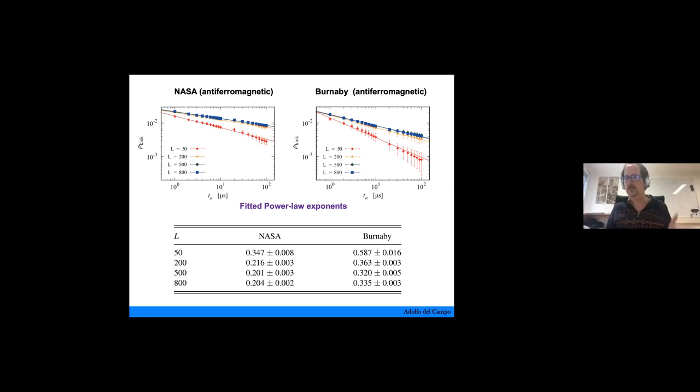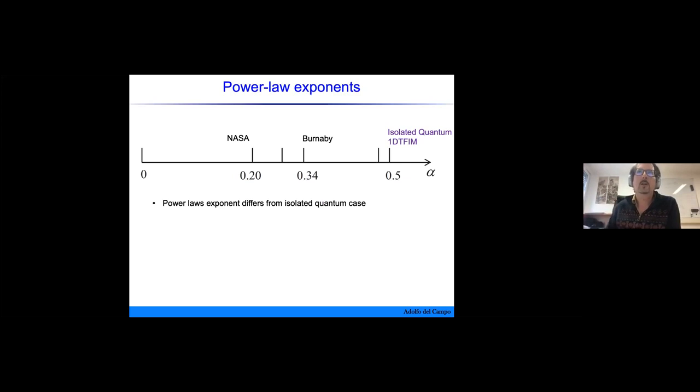So these really make us think that these machines are not really mimicking isolated quantum spin chains, but actually they are in some sense open or possibly decoherent. So let's try to sort this out. So we plot the exponent we find in one of the devices, NASA 0.2, the other one 0.34, and the prediction for the quantum Kibble-Zurek Ising chain in isolation is 1/2. So clearly these are inconsistent.